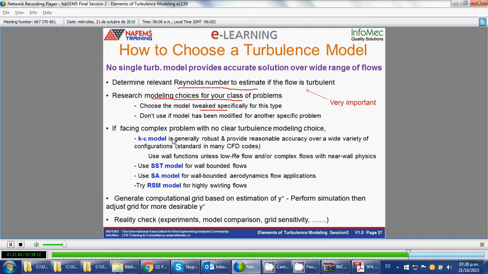If you don't have a low Reynolds number type of problem, then use wall function to begin with. For wall-bounded flows where you have separation, you want to go to the SST model. For more aerodynamic applications, use the SA model instead of these two other ones. If you have swirling flow, go with the RSM model. So if you don't know and you don't have any clear choice, try these for these types of problems.